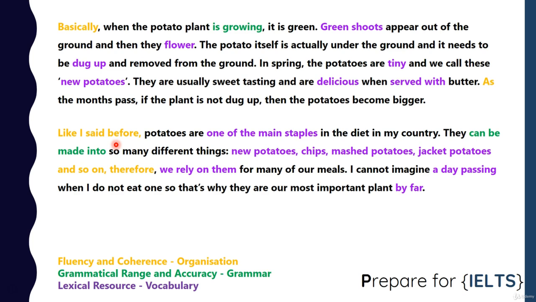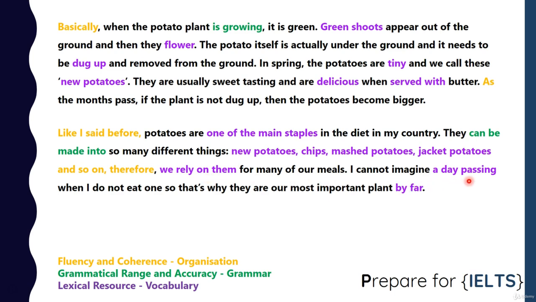Like I said before, potatoes are one of the main staples. So we said it was a staple food, and you can also use the noun a staple. So one of the main staples. They can be made into a modal passive here, and think about what the product, what the plant you're talking about can be made into. And this is why I said use a plant that you eat, because you've got more things that you can talk about. We rely on them, we depend on them.